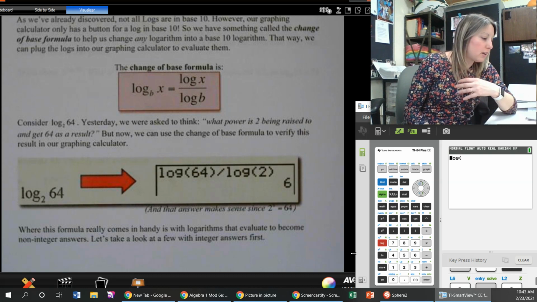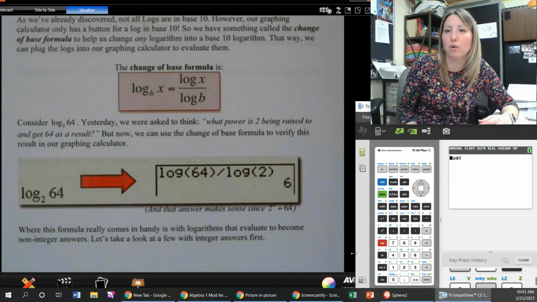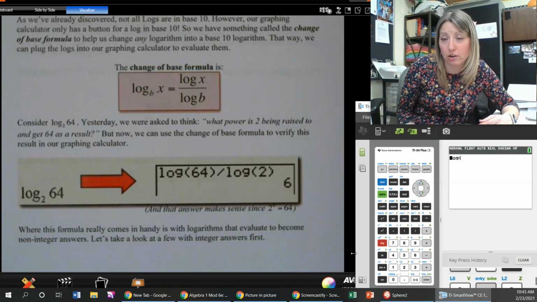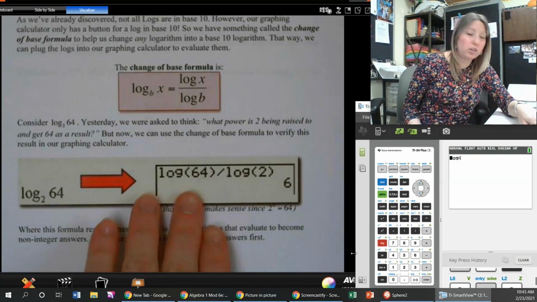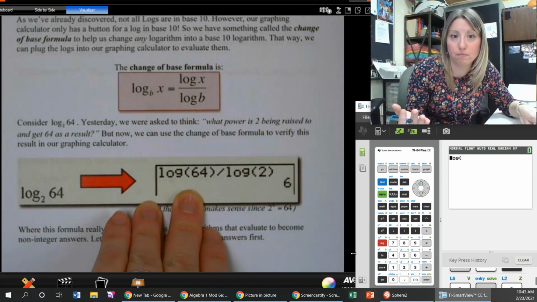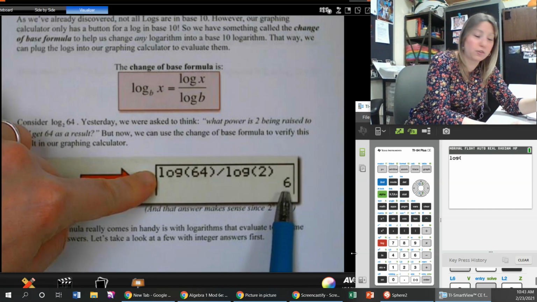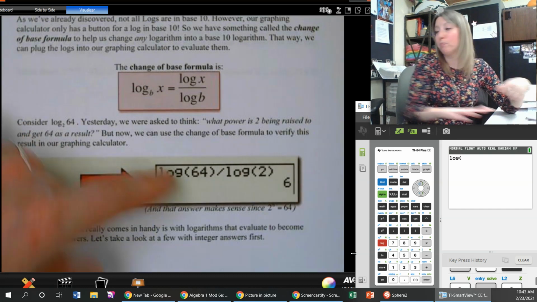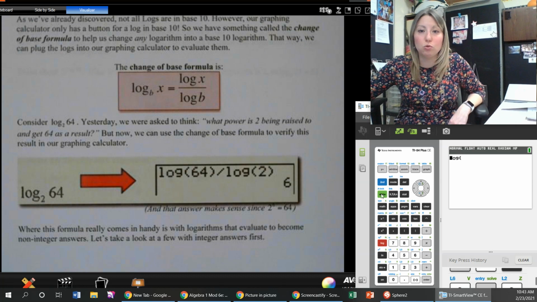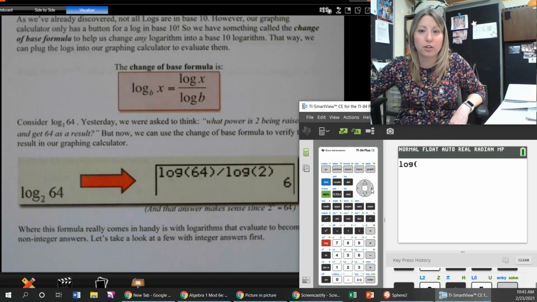How do you get from log base 2 of 17? 2 to the what power is 17? Well, you're not going to be able to do that in your head. We use this conversion to figure that out. And I'm using one that you know to show you that this works. And this is how we do this in our graphing calculator.